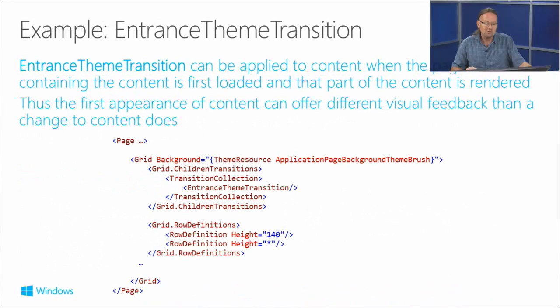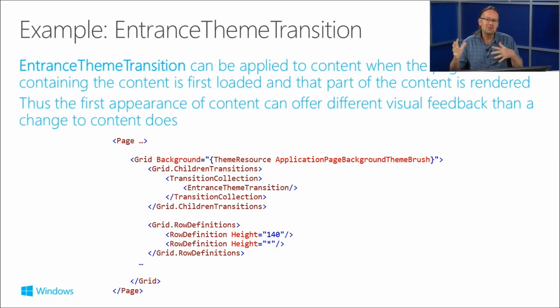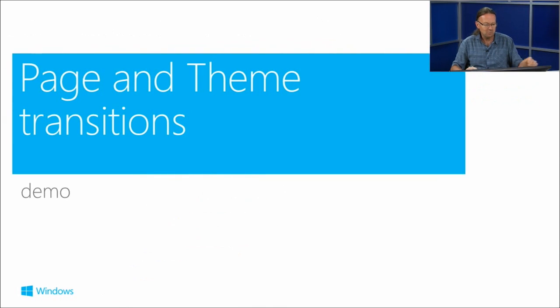The one you will make use of, though, is this EntranceThemeTransition, and you just slap that onto the outer grid on your page. If you've got a grid with a number of items on it, just simply put the Grid.ChildrenTransitions, the TransitionCollection, EntranceThemeTransition, that block of XAML in underneath as a child of the grid, and you get a nice effect. The effect is subtle, but the page doesn't just go bang and show itself. Actually it sort of folds in from the top a little bit, so you get a nice animation, which I will show you.